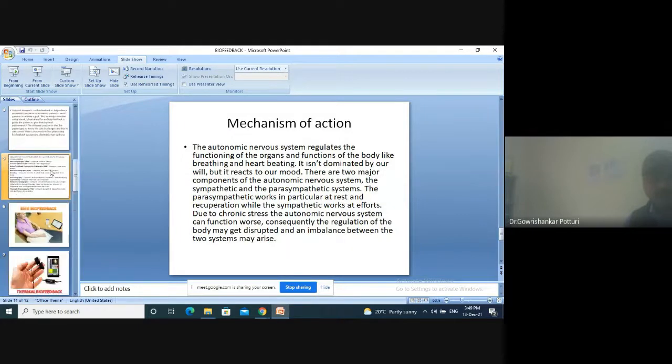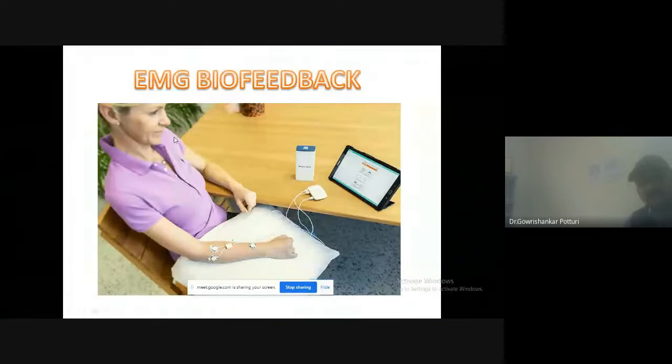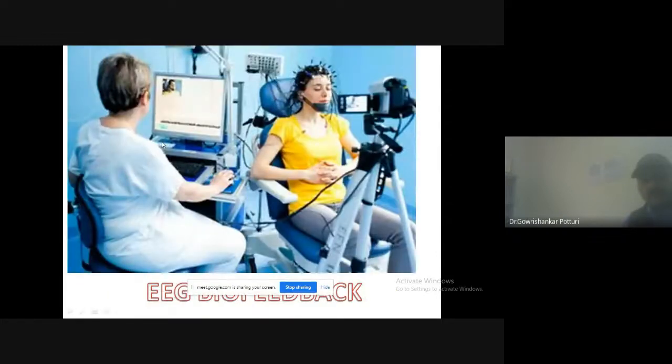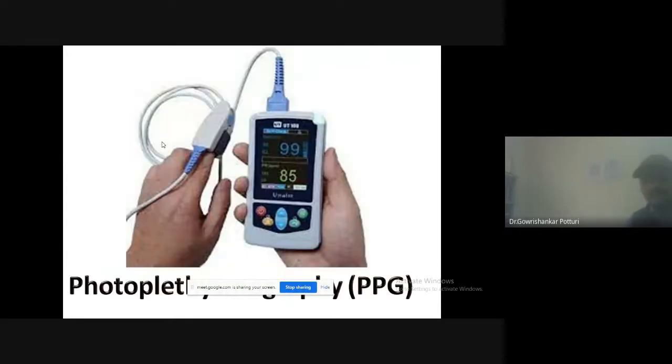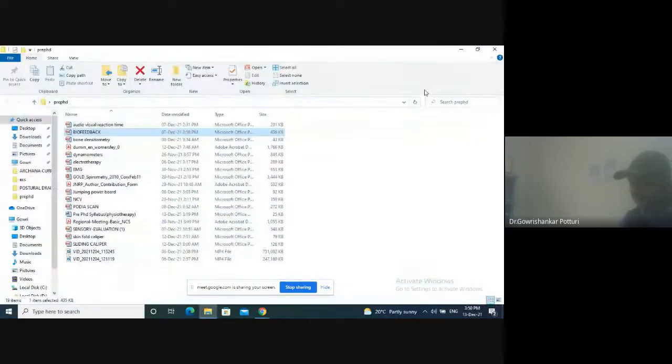I want to show you the pictures once again, different varieties, so that you can identify. This is EMG biofeedback. This is thermal biofeedback. This is how it appears. This is EEG biofeedback, pneumography, photoplethysmography, PPG. That's it. So this topic is also finished. Next, we will go into bone densitometry.